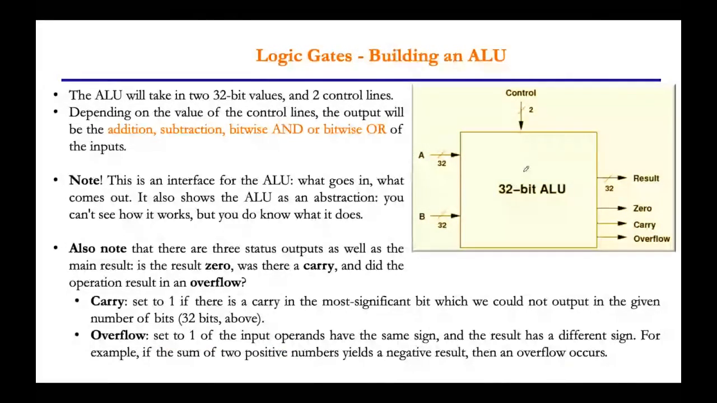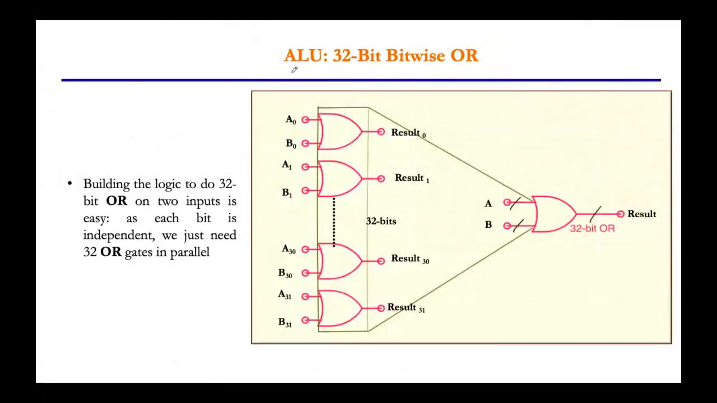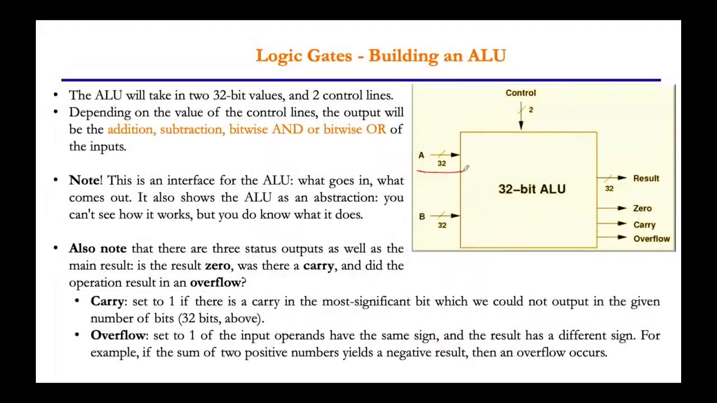Now let us see what is inside this ALU, how it will be built by using gates. So let us see a 32 bitwise arithmetic and logic gate. Here there will be 32 A inputs and 32 B inputs, because we are taking a single precision floating point IEEE 754 representation. So it takes 32 bits input.